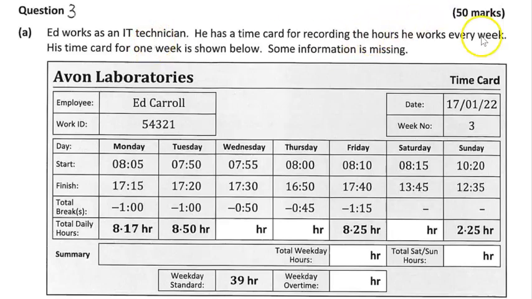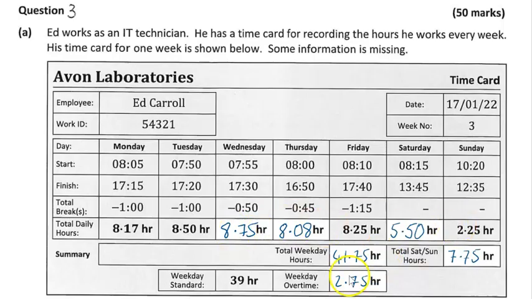So this is a 50-mark question. Part A. Ed works as an IT technician. He has a time card for recording the hours he works every week. His time card for 1 week is shown below. Some information is missing, so we need to fill in these blanks.